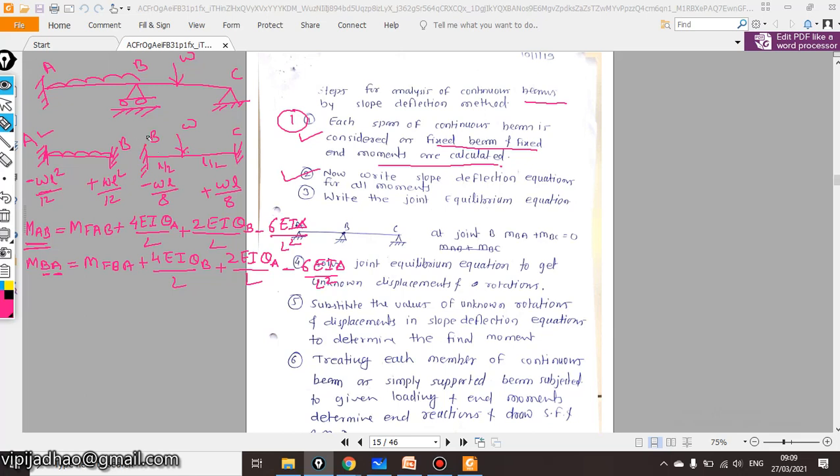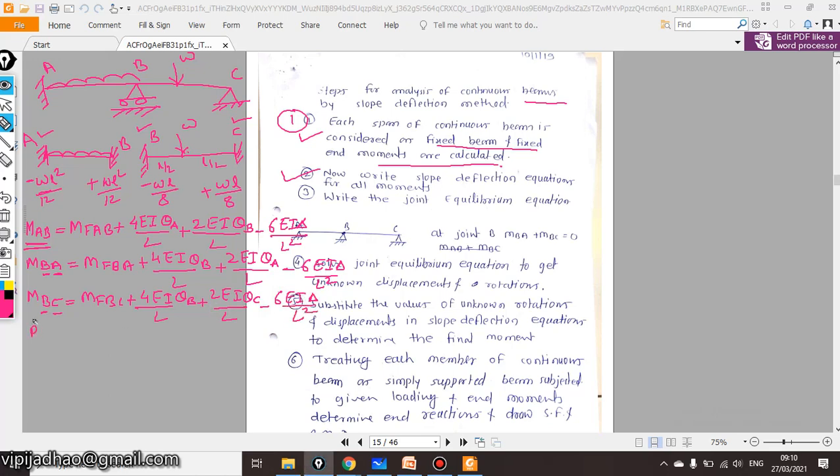Similarly, write down the slope deflection equation for BC and CB. Therefore MBC will be equal to MFBC plus 4EI theta of near end, that is B, theta B divided by L, plus twice EI theta C, that is the far end, divided by L, minus 6EI delta upon L square.